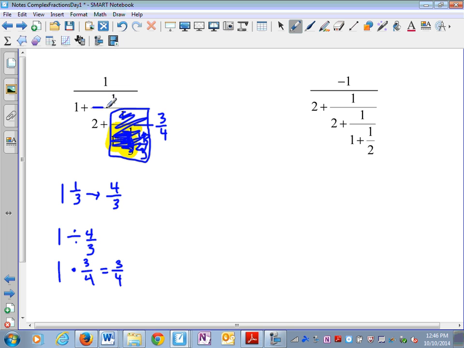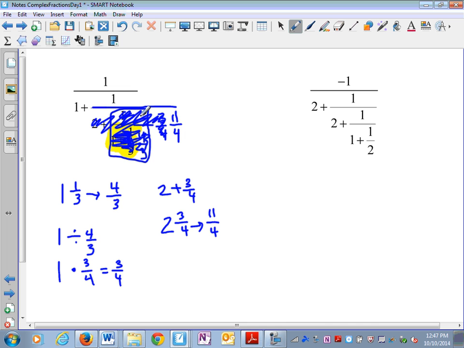Now I'm just going to extend this fraction bar out so you see it's still in that denominator, but if you look over here to the left, now you see 2 plus 3/4 that needs to be simplified. And again, you can turn this into fourths, or you can just think, okay, 2 plus 3/4 is 2 3/4, and then turn that into the improper fraction, which is 11/4. So all of this right here, 2 plus 3/4, now has been replaced with 11/4.